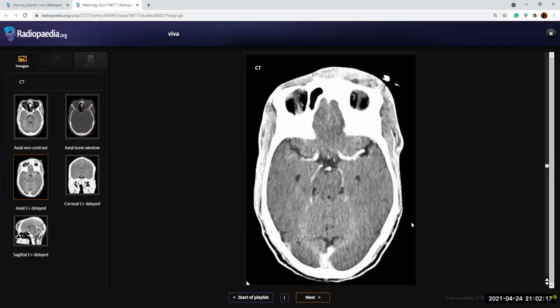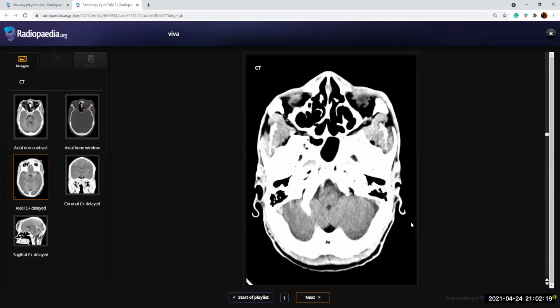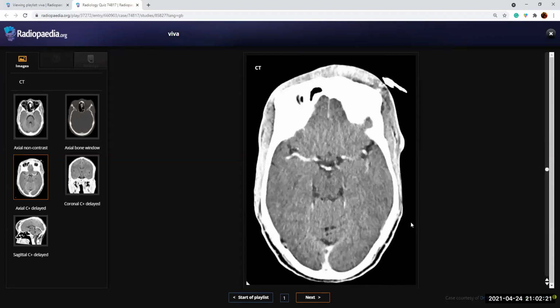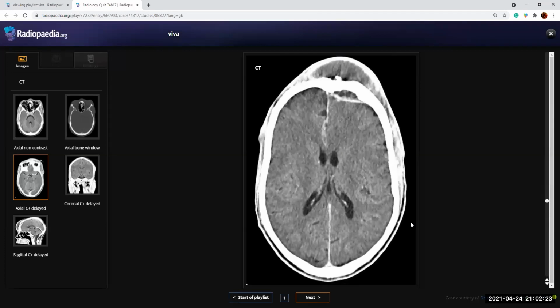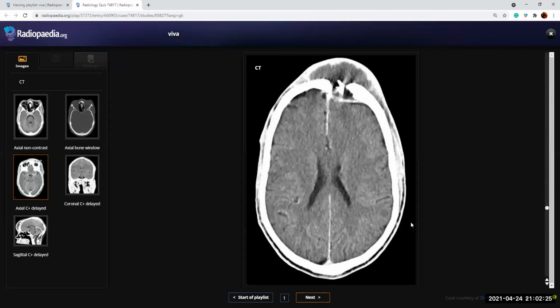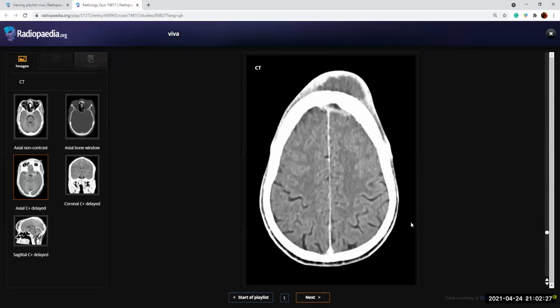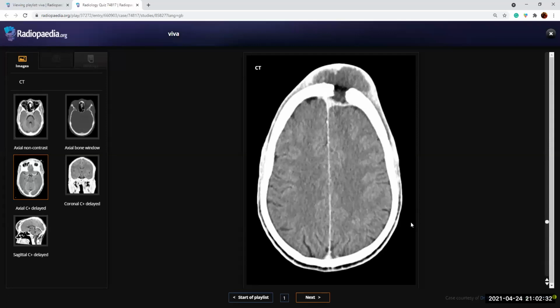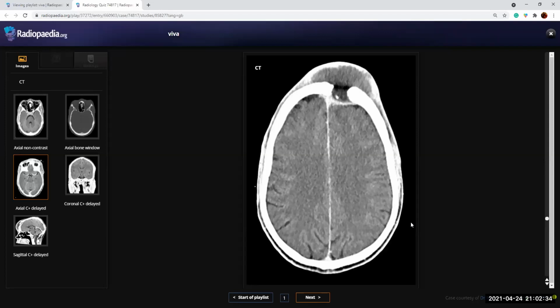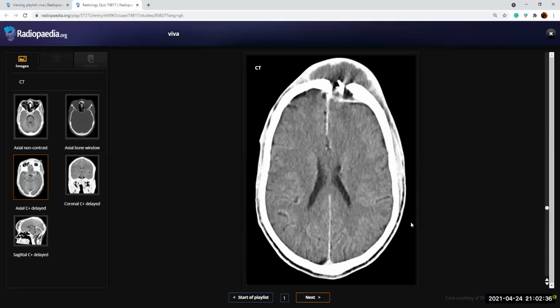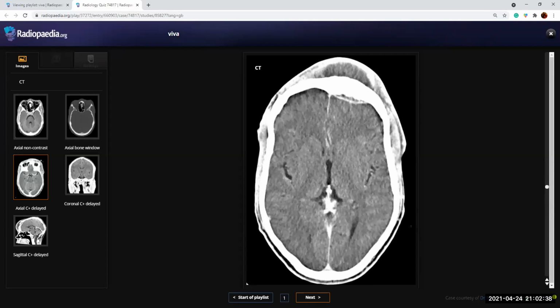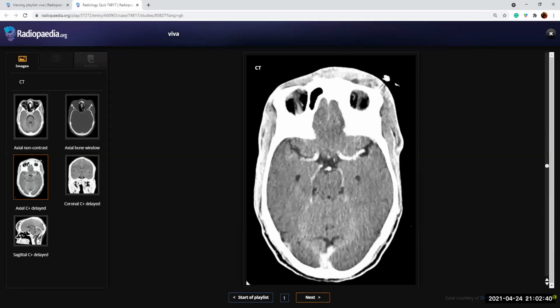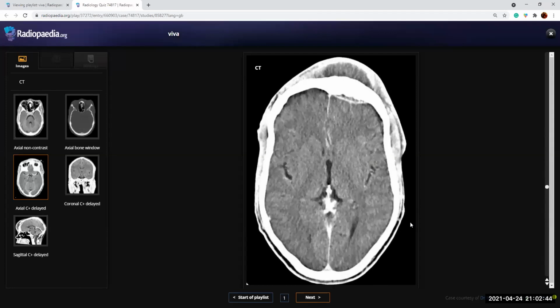So I'll try to look at the other brain window settings. On my initial look, I cannot see any obvious brain parenchymal abnormality. The only striking abnormality which I can see is a small extradural collection in the left frontal region. The ventricular system appears normal. There is no abnormal focal enhancing mass lesion or any leptomeningeal enhancement noted within the brain parenchyma.